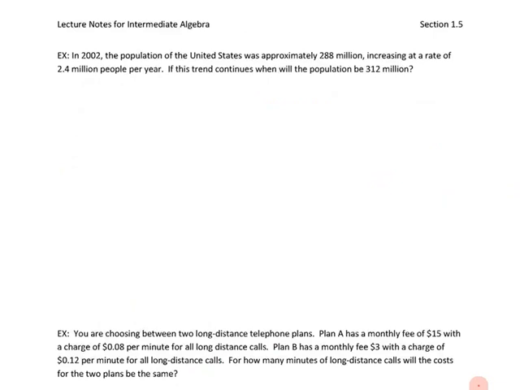Let's look at the next problem. In 2002, the population of the United States was approximately 288 million, increasing at a rate of 2.4 million people per year. If this trend continues, when will the population be 312 million? So the quantities that we're looking at are the population and the year. Okay, and the question asks what year something will happen. So that's what I'm going to let the x variable represent. It has something to do with which year it happens.